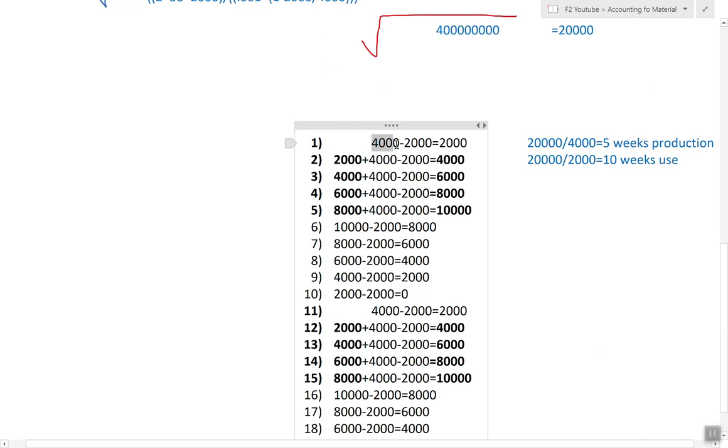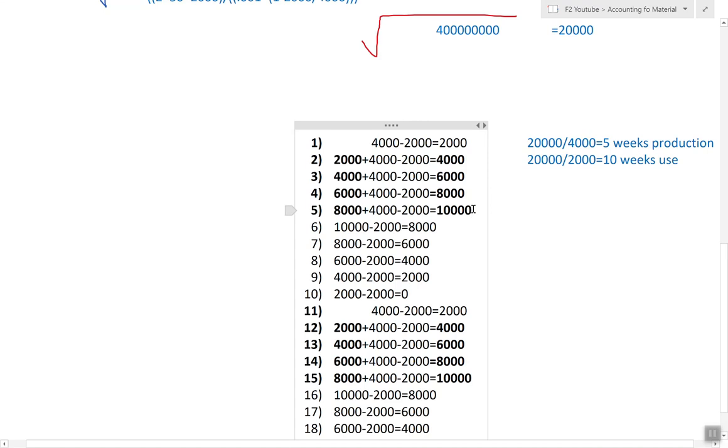On the first week, 4,000 are produced, but 2,000 are used. As the production is done, units are sold as well. So 2,000 will be left. 2,000 of the previous, on the second week, 4,000 more is made, so 4,000 will be made. And then 4,000 remaining, 4 more, 6,000 will be made. And then 8,000 will remain, and then 10,000 will remain.